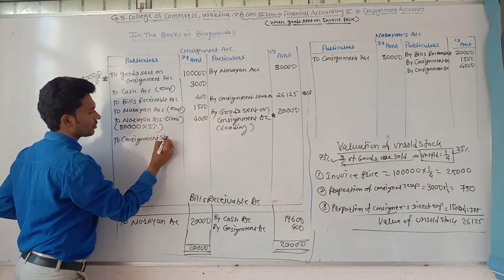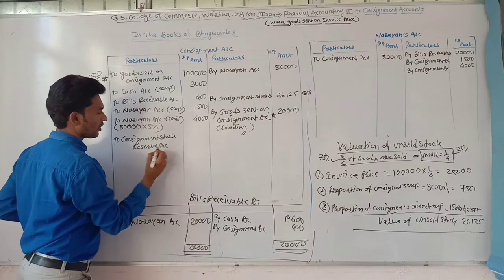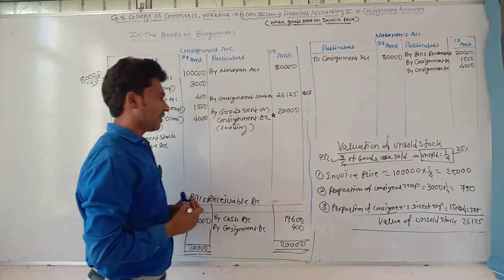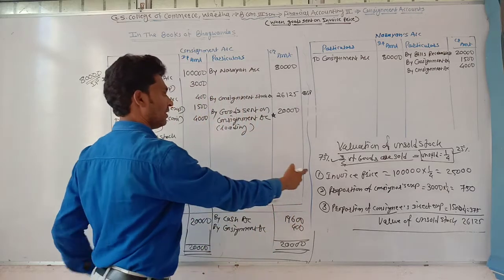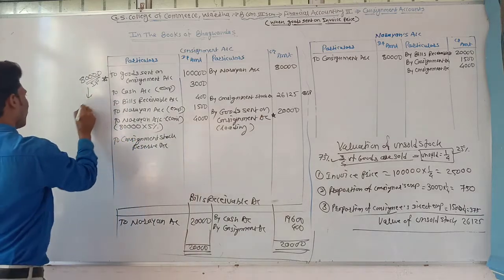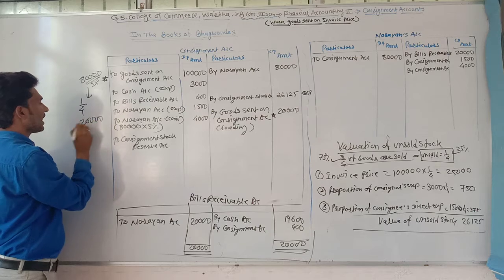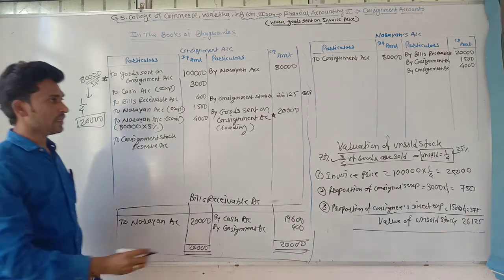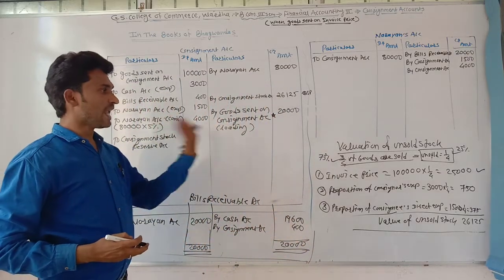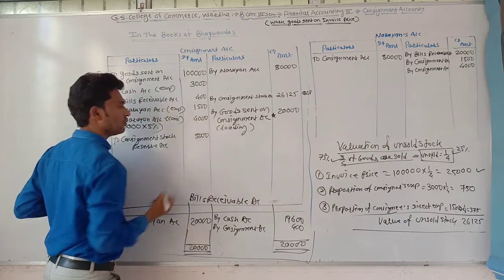consignment stock reserve account. Okay, if they have the unsold stock 1/4, if we calculate the amount of 1/4 of cost price, it becomes rupees 20,000. Okay, but we are taking there rupees 25,000. It means they have rupees 5,000 extra. So it is the reserve amount, rupees 5,000.